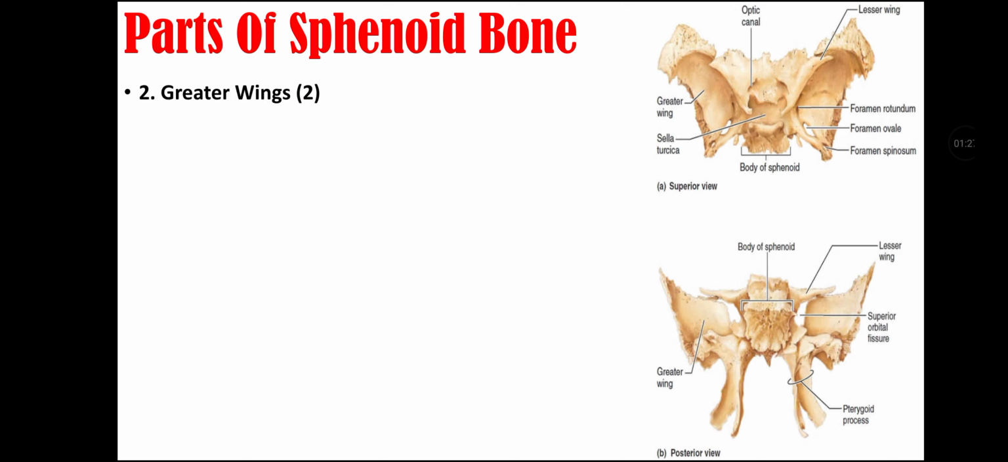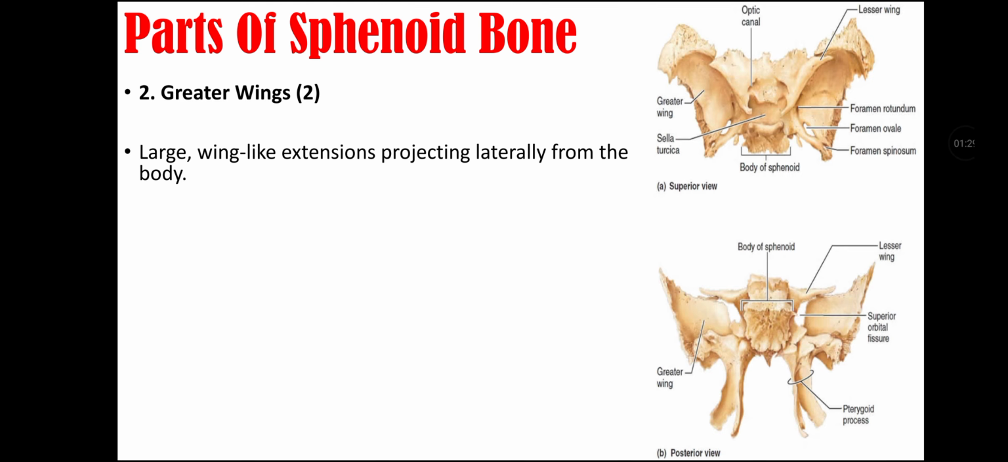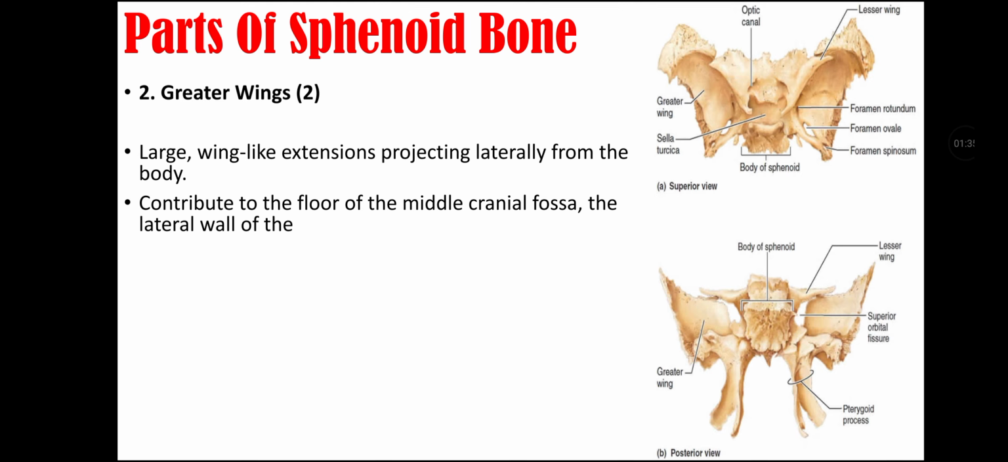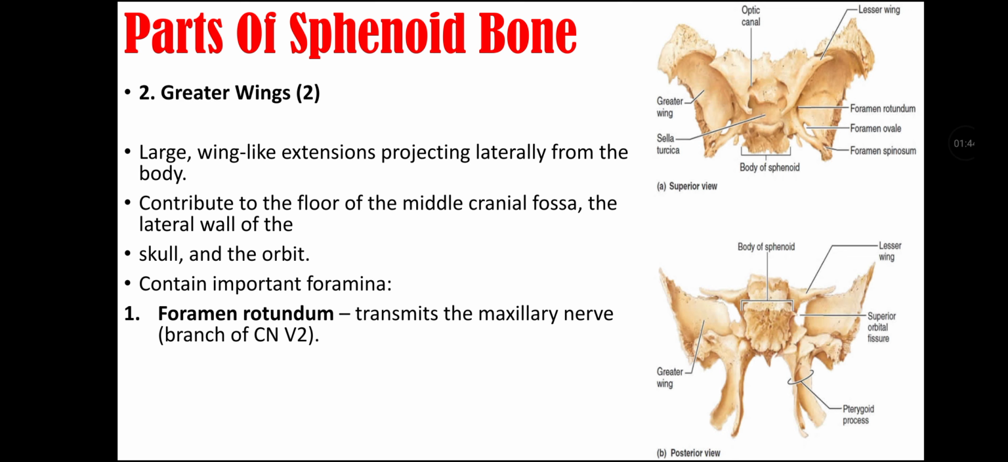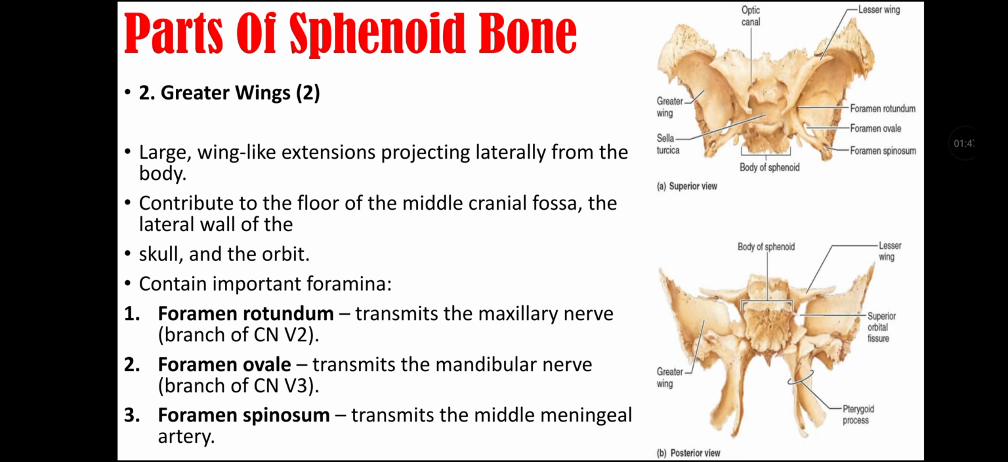Next part of sphenoid bone is its two greater wings. They are large wing-like extensions that project laterally from the body. They contribute to the floor of middle cranial fossa, that is the lateral wall of the skull and the orbit. They contain important foramina that include foramen rotundum, foramen ovale, and foramen spinosum. Foramen rotundum transmits the maxillary nerve, that is branch of trigeminal nerve. Foramen ovale transmits the mandibular nerve, that is also the branch of trigeminal nerve. Foramen spinosum transmits the middle meningeal artery.